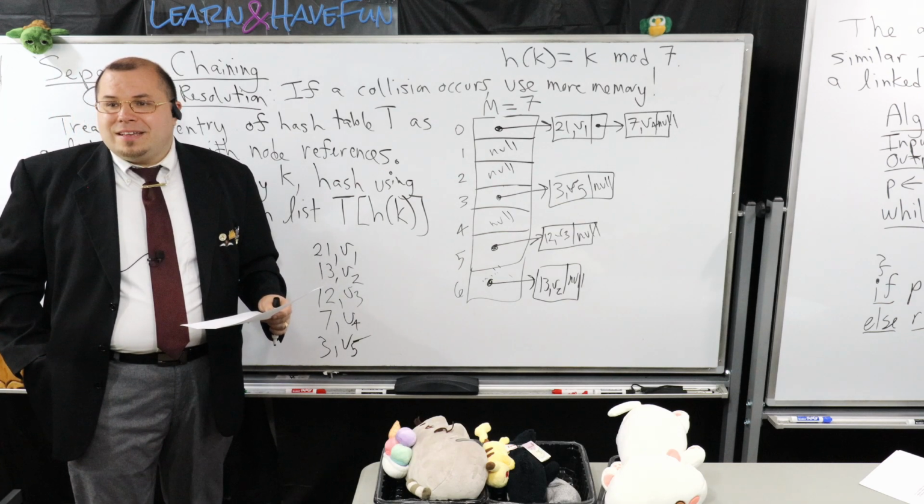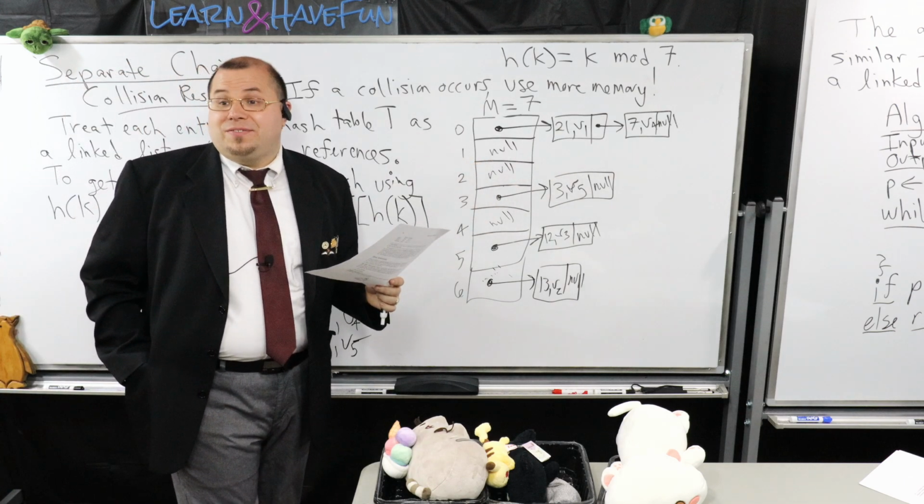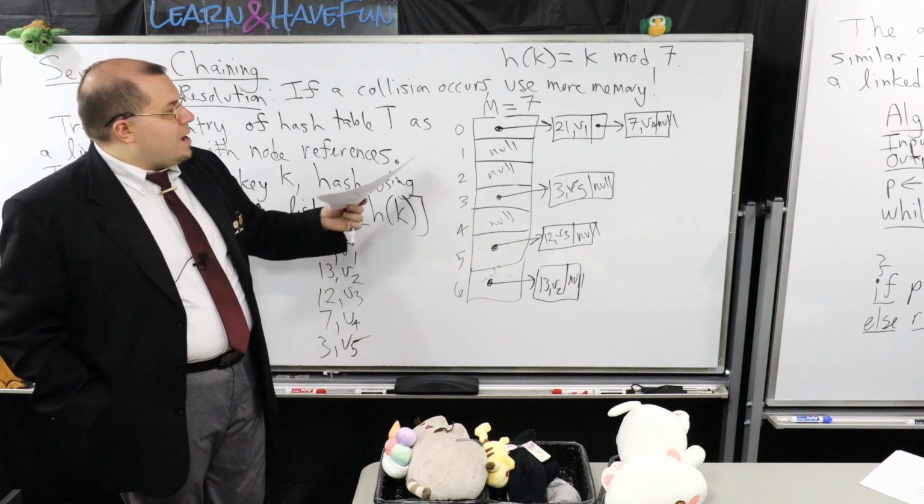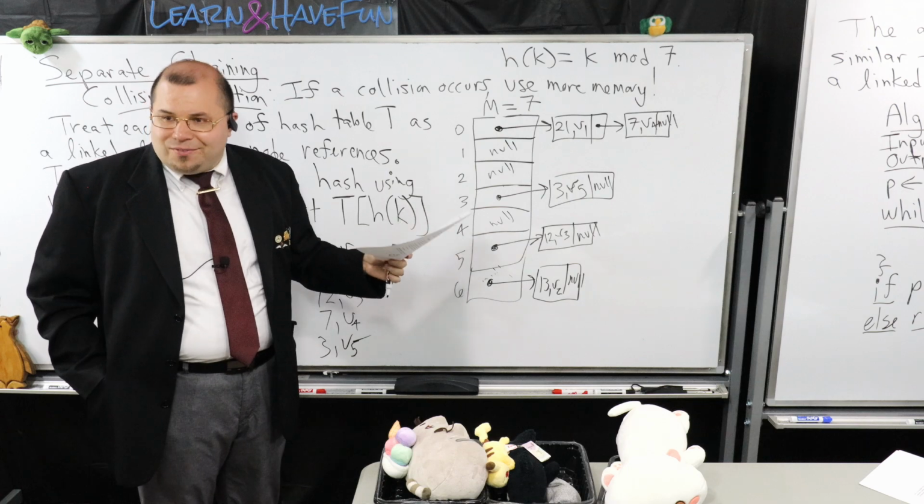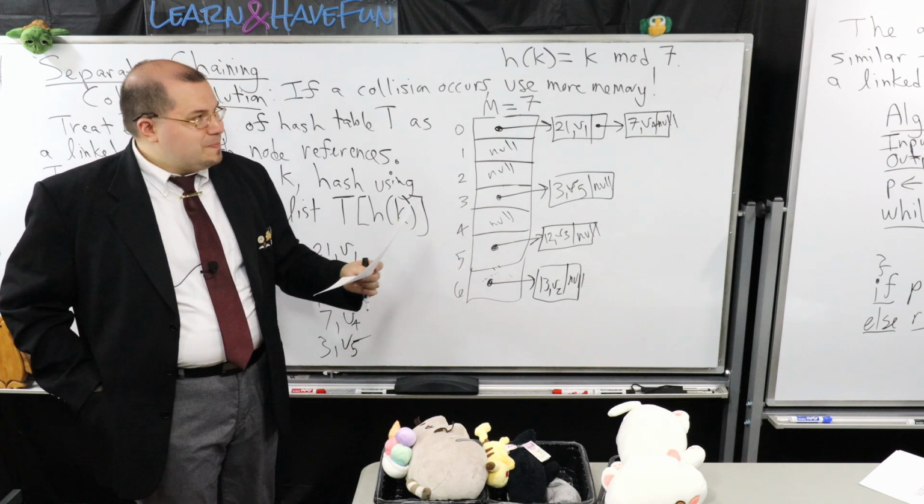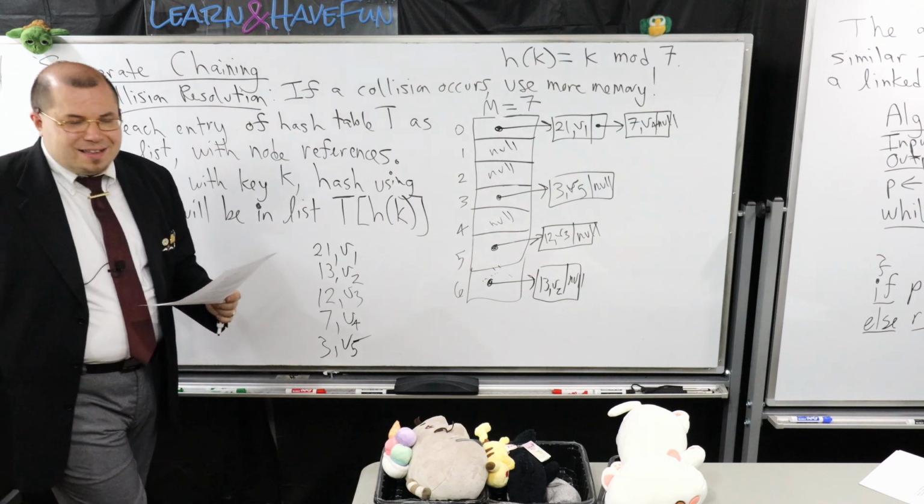How come 21 and 7 are in the same slot? Because 21 and 7 are both multiples of 7. So when I give you a number that is a multiple of 7 and I apply mod 7, it should come out as 0.